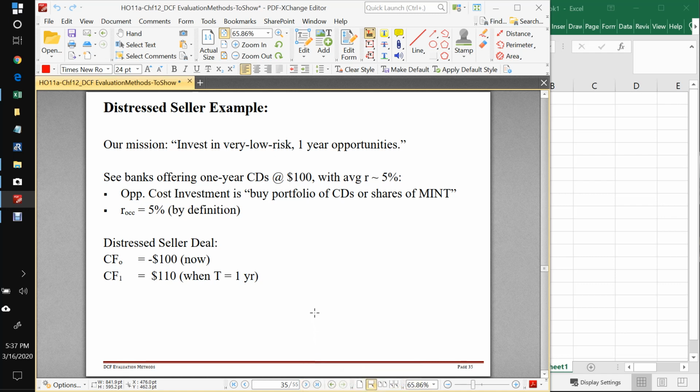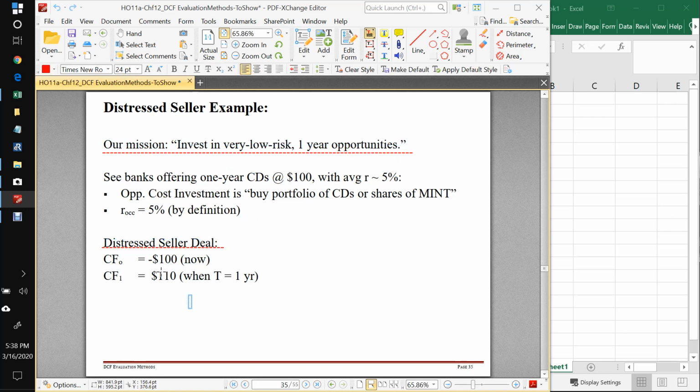So let's do our distressed seller example with the internal rate of return method and see how it looks. Our mission, again, is going to be to invest in these very low risk one-year opportunities. And you know the story here. We find our opportunity cost investment and get our opportunity cost of capital from that.